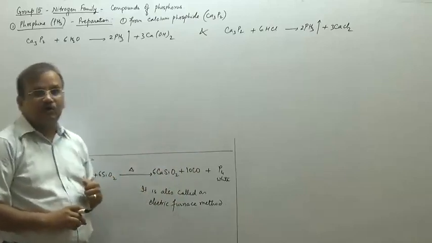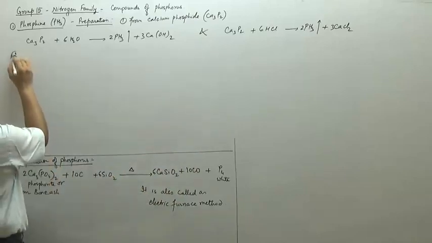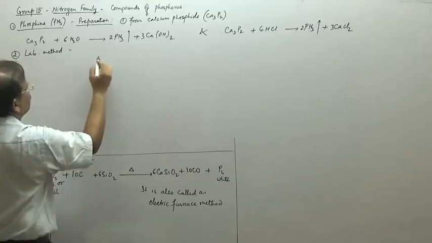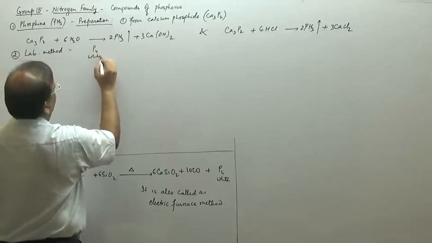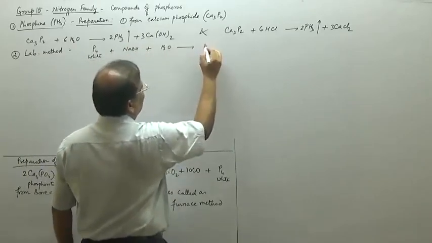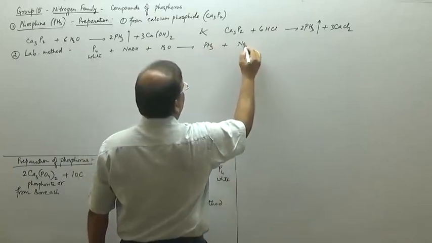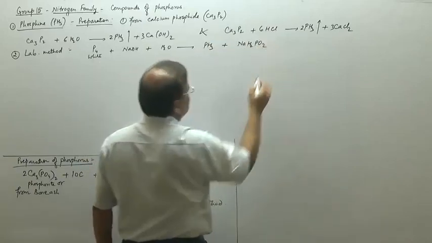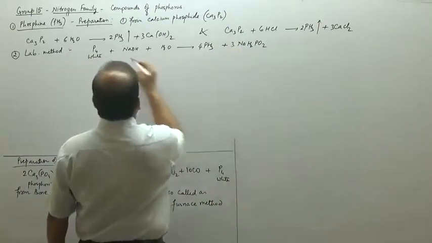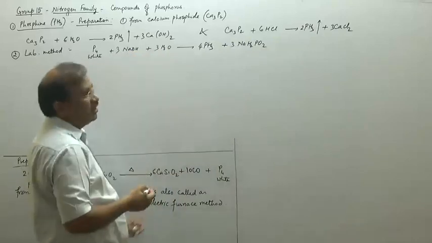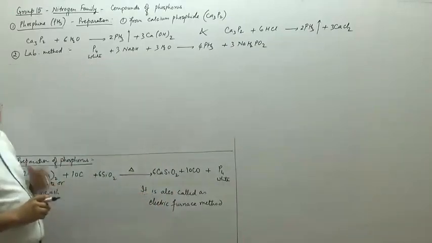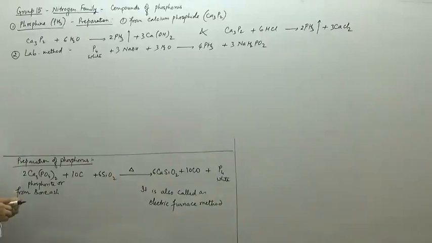Next is the laboratory preparation method. The lab method: P4, the white phosphorus, when treated with NaOH plus H2O, gets converted into phosphine, PH3, plus NaH2PO2. Now in this case you can write 4 times of this, 3 times of this, 3 times of this and 3 times of this. So that is how we prepare phosphine in the lab.